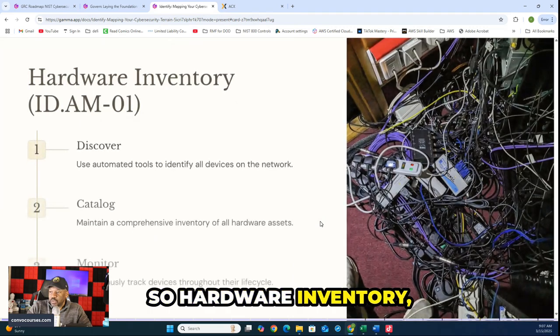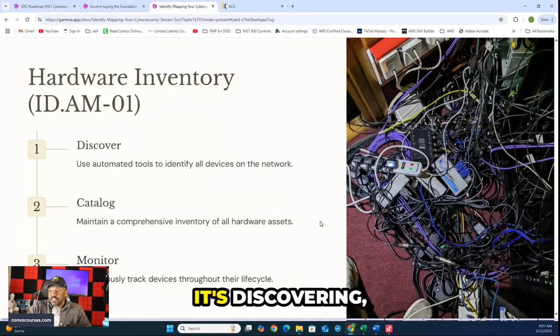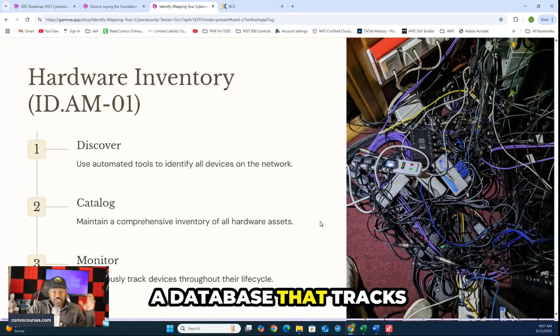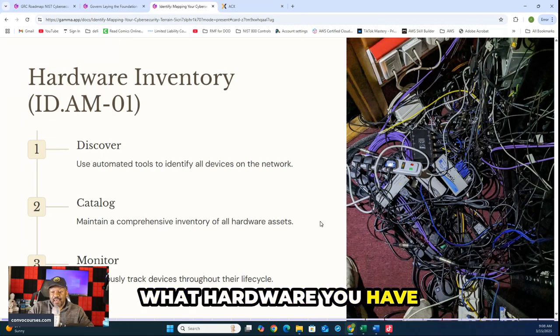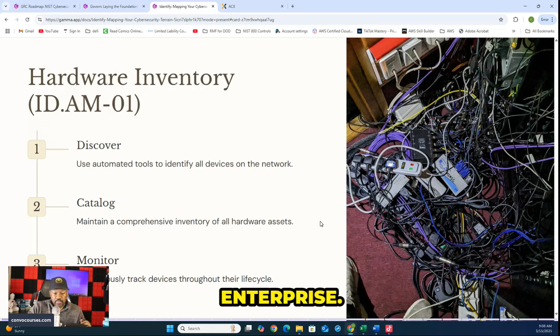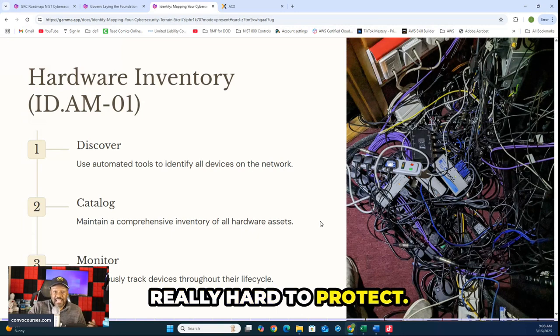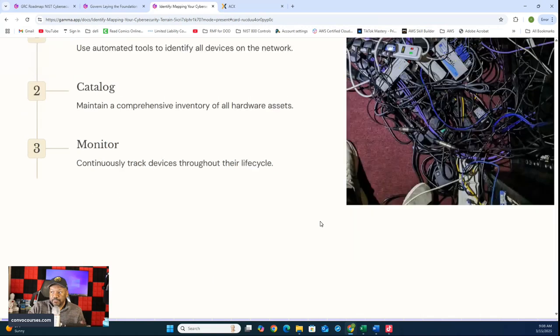So hardware inventory, what is it? It's pretty self-explanatory. It's discovering what servers, what laptops, what desktops do we have in our environment? And you should have an inventory, a catalog, a database that tracks each and every piece of equipment that's coming in and out. Organizations do this in different ways. It's very important to know what hardware you have and what's on your network, what's in your enterprise. When organizations don't know this, it's really hard to protect things you don't know are in your environment.